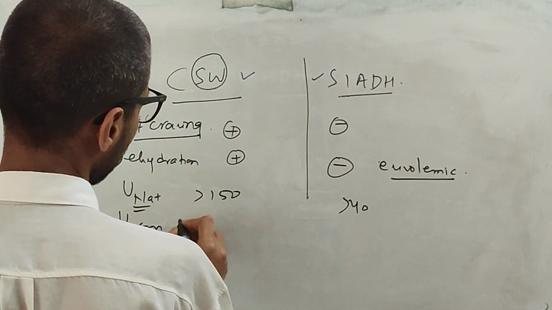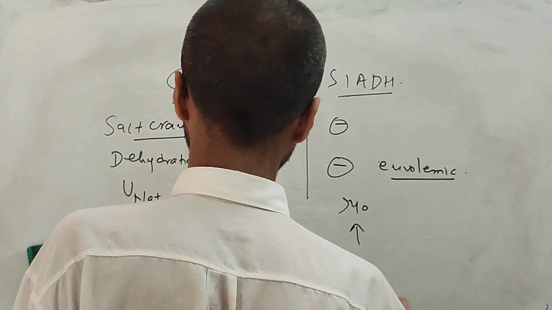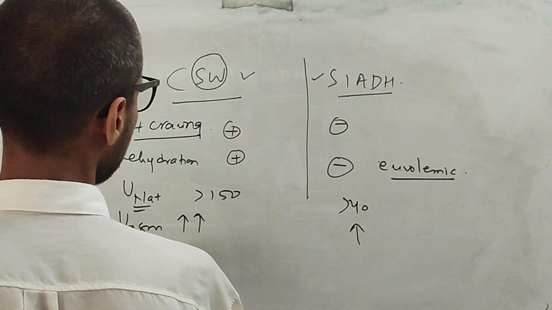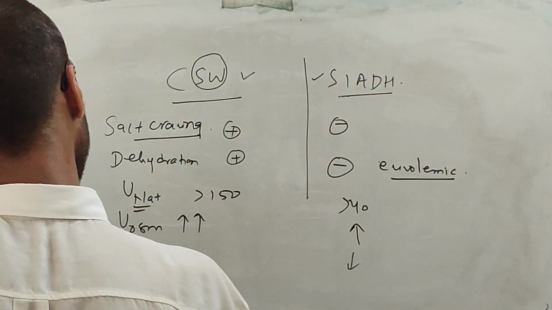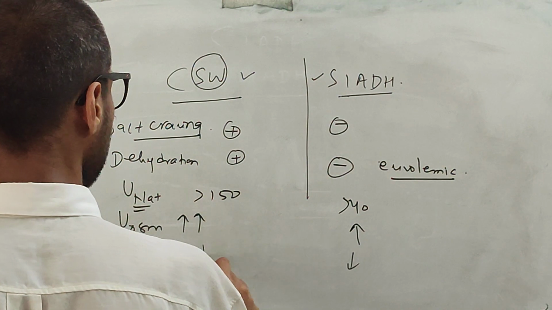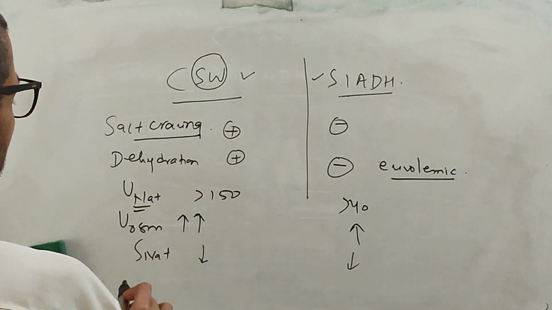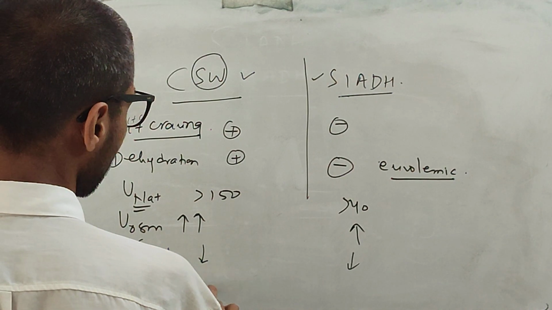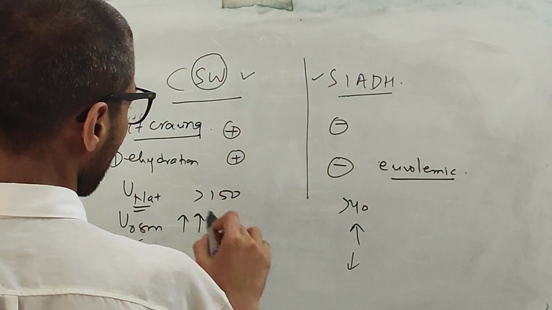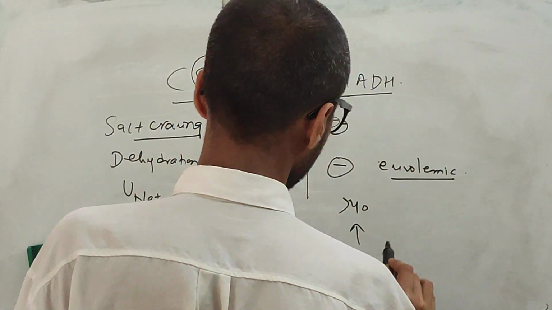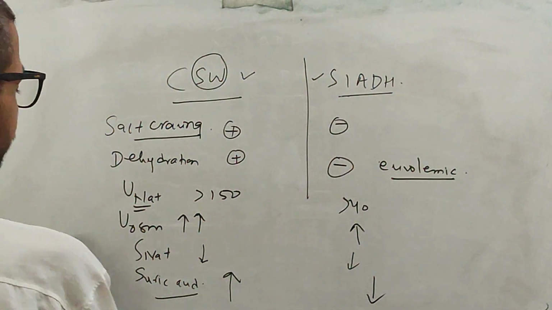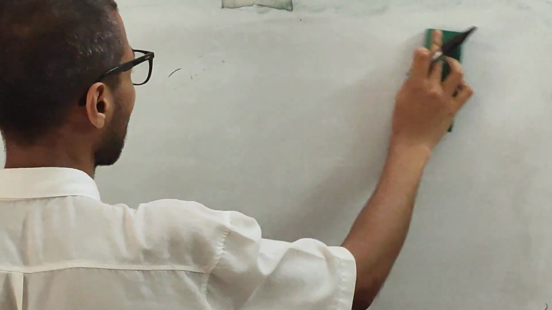Urine osmolality is higher compared to SIADH. Serum sodium is low in SIADH, and serum sodium is also low in cerebral salt wasting because salt wasting is occurring. If you look at serum uric acid level, due to contraction of the extracellular space, serum uric acid concentration increases. But in SIADH, due to expansion of the extracellular space, serum uric acid concentration decreases. So you now know the difference between cerebral salt wasting and SIADH, and why you need to differentiate both conditions.